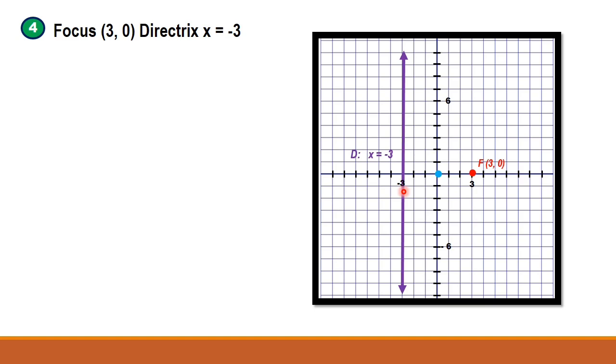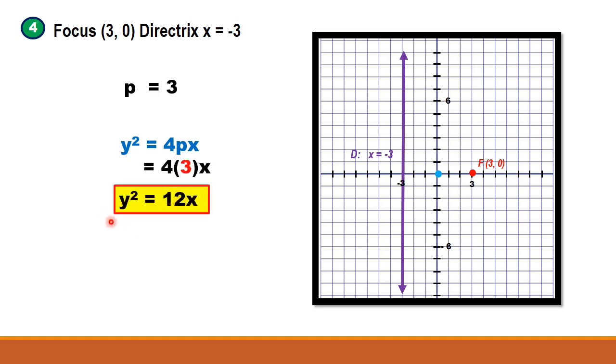For the focal length or the p-value, distance from vertex to focus, let's count: 1, 2, 3. So the p-value is positive 3. The opening of this parabola is going to the right. So the equation is y squared equals 4px. Substitute the value of p here. What is p? 3. So 4 times 3 equals 12. So the equation is y squared equals 12x.